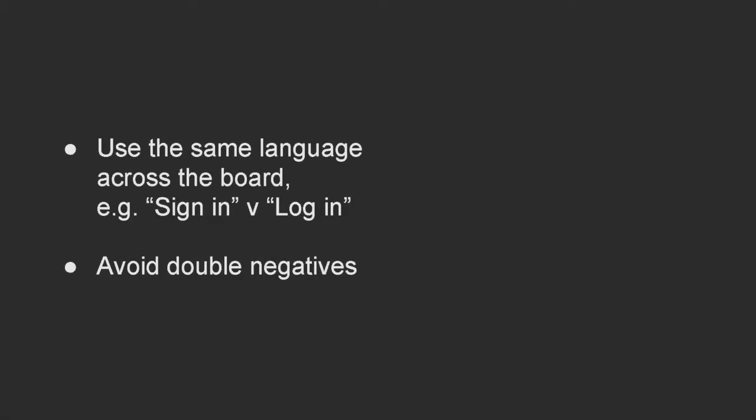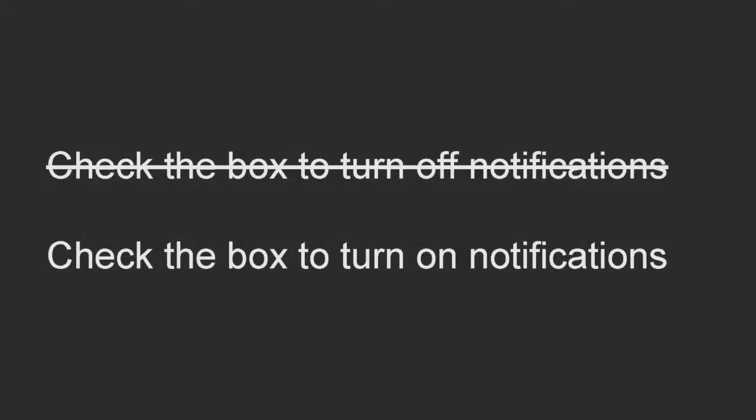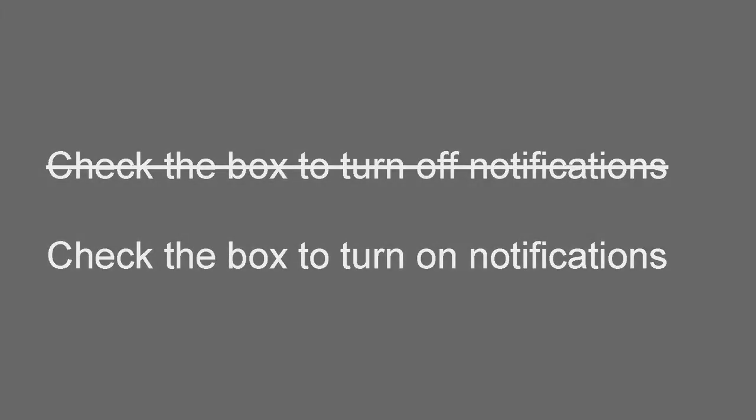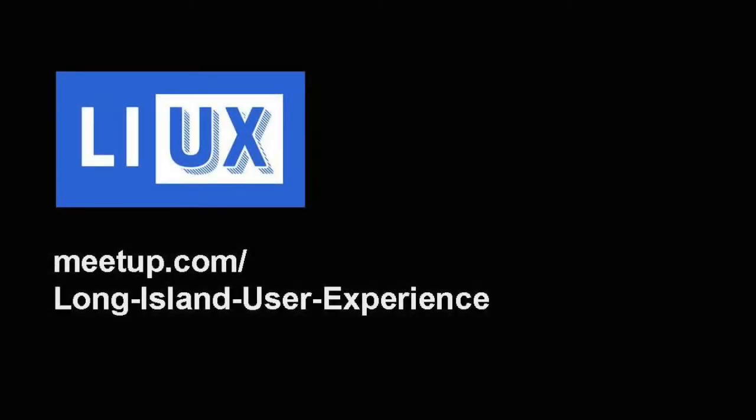And avoid double negatives. Of course, we all know what a double negative is. We shouldn't not do something. Well, we should do something. It clears that up. But it even boils down to things like check the box to turn off notifications. That's kind of a double negative too, because you're turning something on in order to turn something off. But yeah, that's what I got.